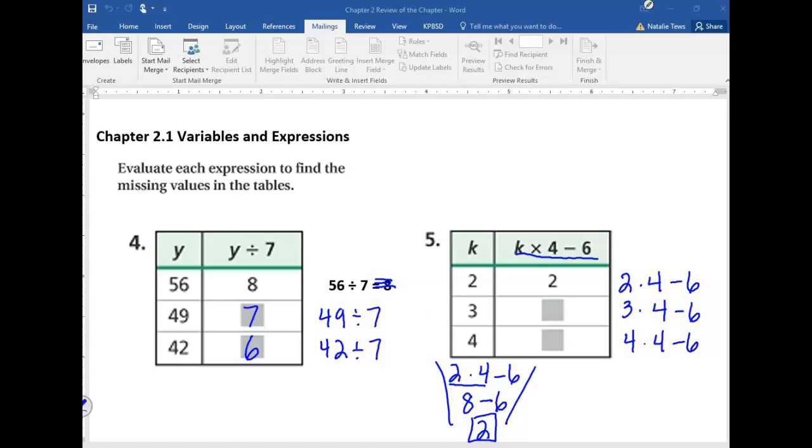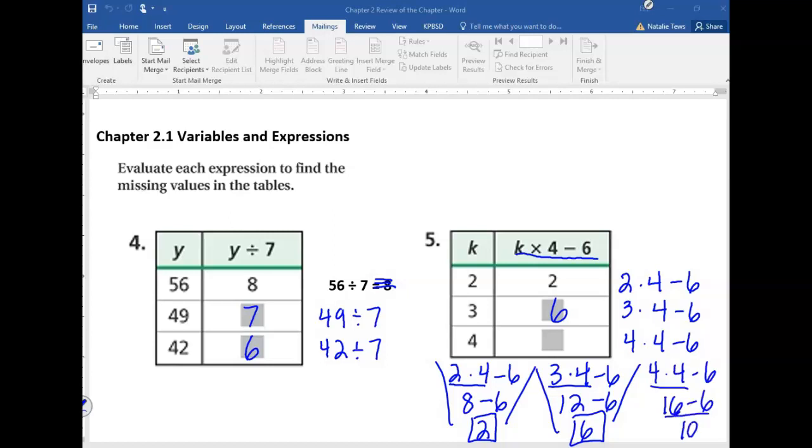I'm just proving it. Next one, 3 times 4 minus 6. So I times those, I subtract, I box my answer, I do my funnel, and I write my answer in the box. Next one, 4 times 4 minus 6. I times first, bring everything down, I subtract, box my answer, and I have my 10 in my box. I have to do that in order to get all the points on my chapter review and on my test.